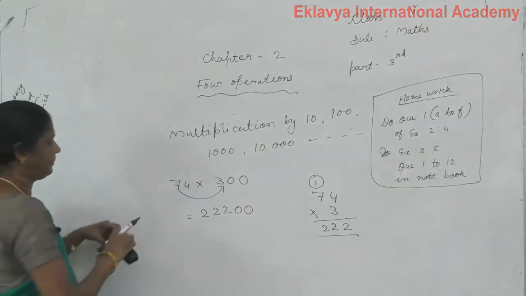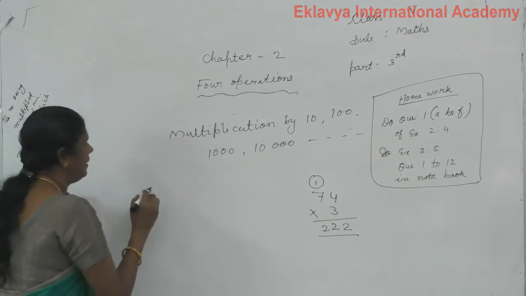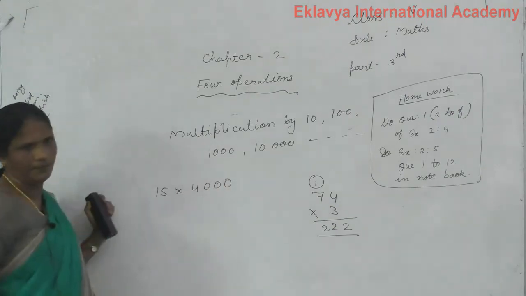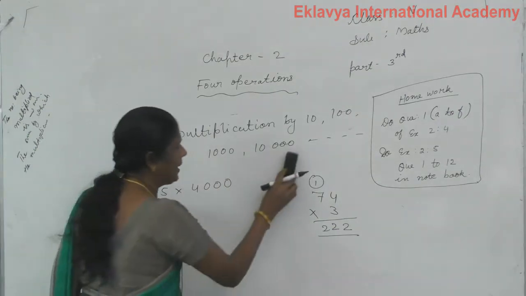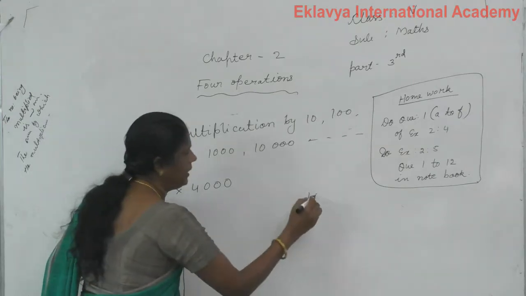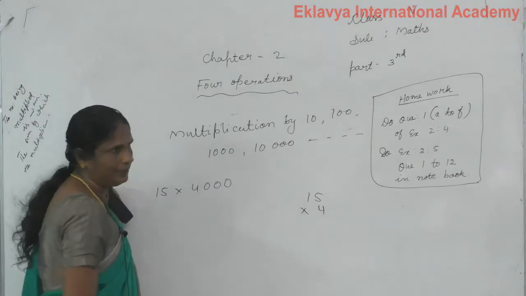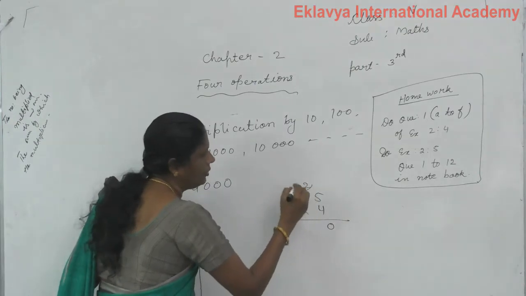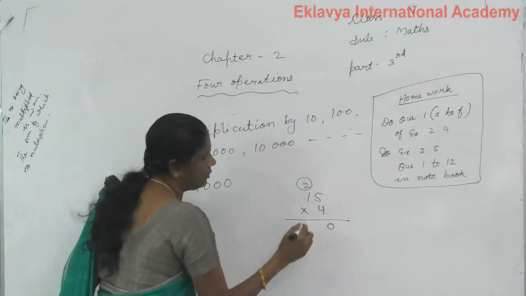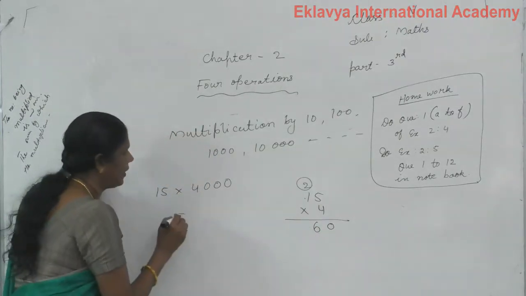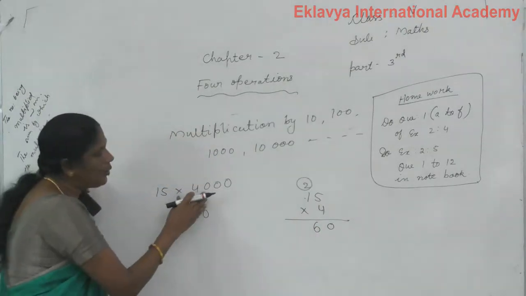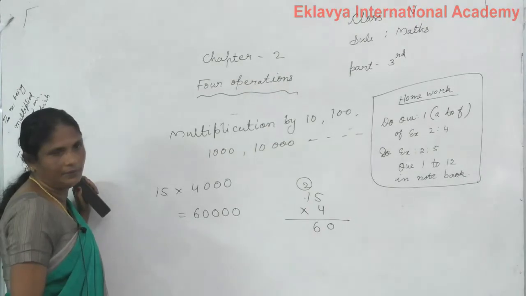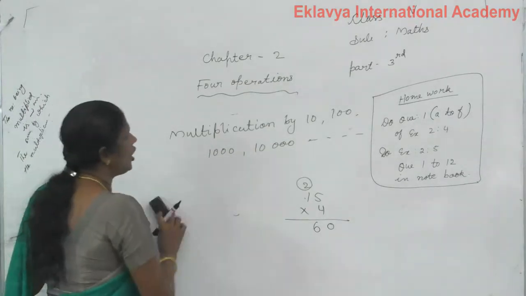One more example. 15 multiply 4000. First you multiply 15 multiply 4. 4 fives are 20, carrying 2, 4 ones are 4, 4 plus 2 is 6. Then you write 60. How many zeros are left? 3 zeros put. Understand all students? Then solving problems.